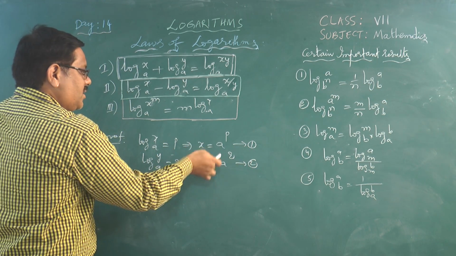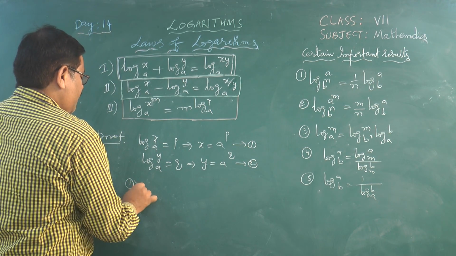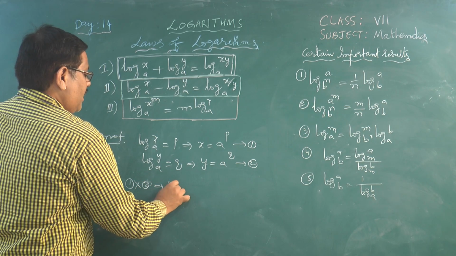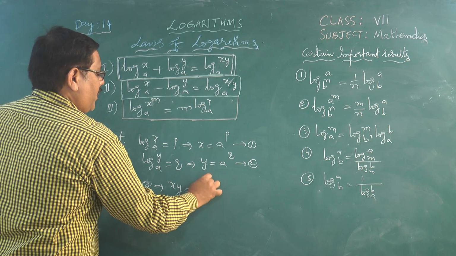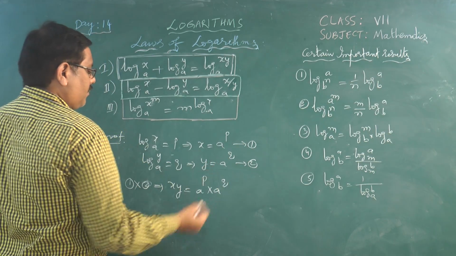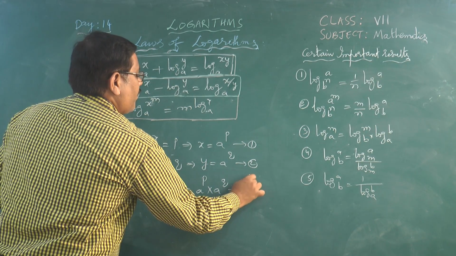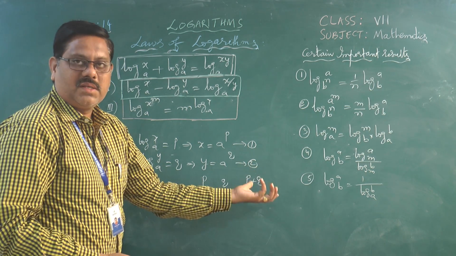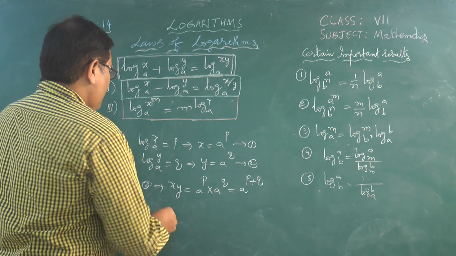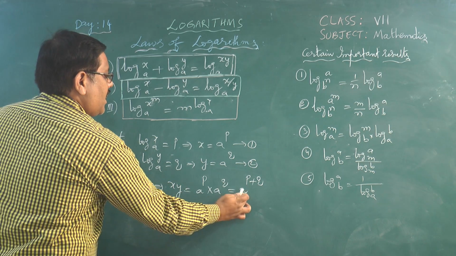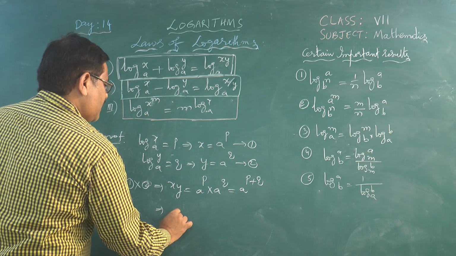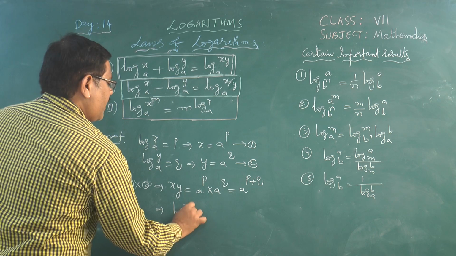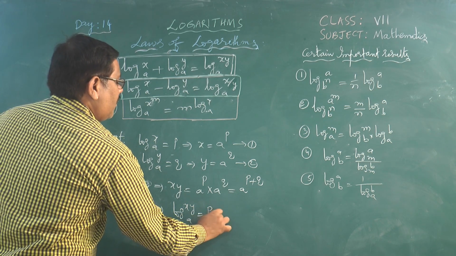Let us multiply these two. 1 and 2, if you multiply, condition 1 into condition 2 implies xy is equal to a power p into a power q. That is otherwise a power p plus q. Okay, a power m into a power n is a power m plus n, law of exponents. That implies xy is a power p plus q. Therefore, I can say log xy to the base a is equal to p plus q.